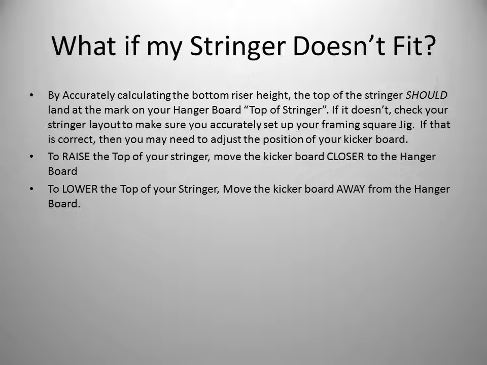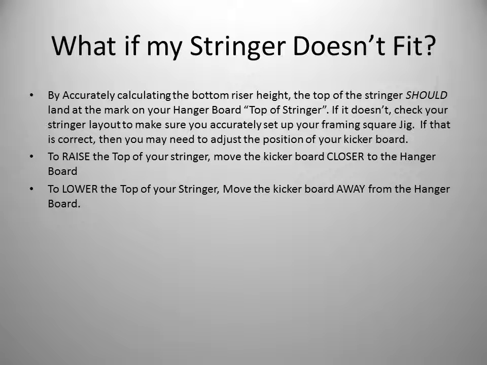What if my stringer doesn't fit? By accurately calculating the bottom riser height and laying out and cutting that dimension, the top of the stringer should land on the mark you made on your hanger board. If it doesn't, check your stringer layout to make sure you accurately set up your framing square jig. If that's correct, then you may need to adjust the position of your kicker board.